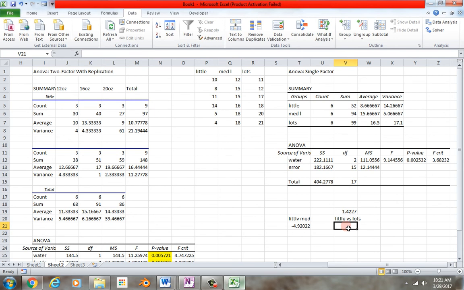And we'll do it again. So equals little versus lots divided by this guy. And then we'll do medium versus lots. And we'll say equals this guy minus this guy divided by, where'd it go? That guy. And then we'll go look up in the back of the book our Tukey test, and we'll find out our critical value for that.